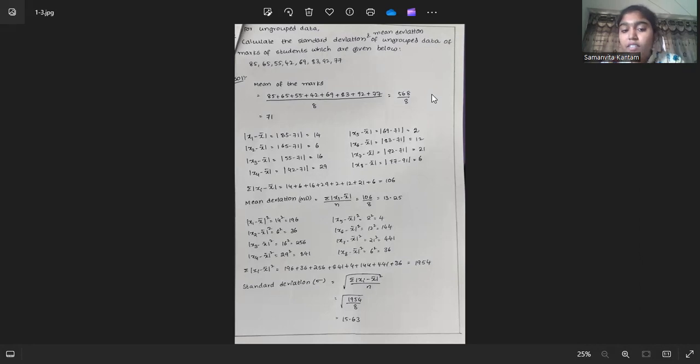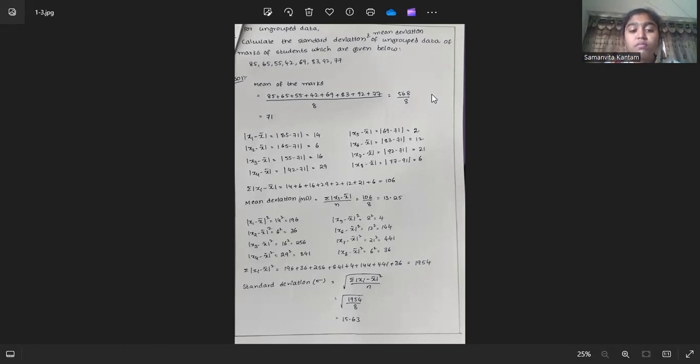Now calculate sigma of |xi minus x bar|. For x1 minus x bar, the first observation 85 minus the mean gives 14. Like that, we calculate sigma modulus of xi minus x bar, which gives 106. For the calculation of mean deviation, the formula is sigma |xi minus x bar| by n, which is 106 by 8, which is 13.25.